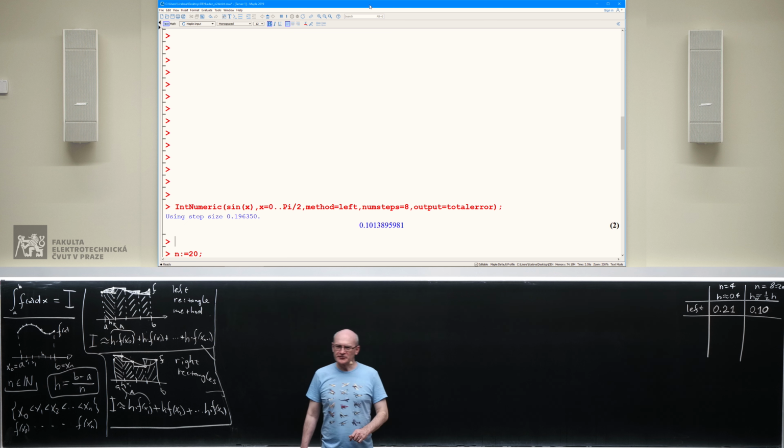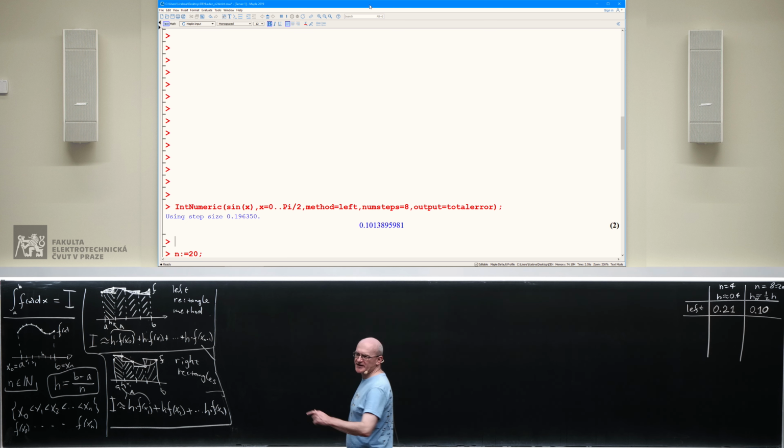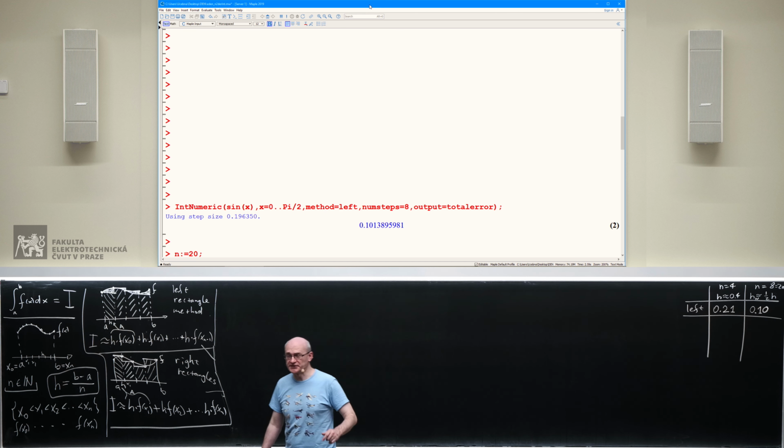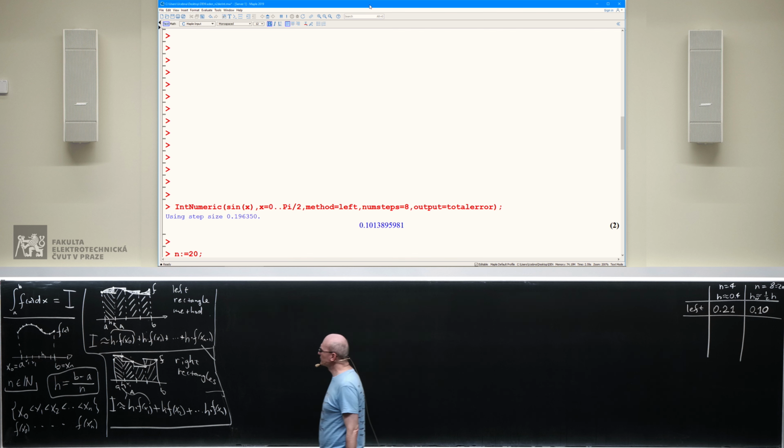Now it's time to develop a better method than the rectangle methods, and I will actually do it 3 times for the price of 1, which is a wonderful deal. But I will actually start with the rectangle methods. Let's have a look at them.